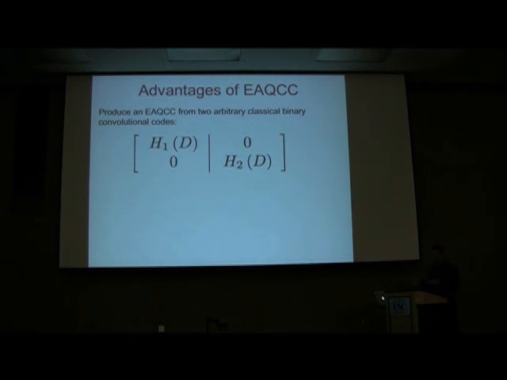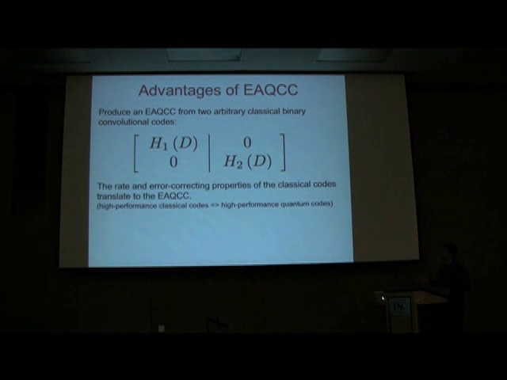There's a lot of steps we have to go through to determine the encoding circuit and the decoding circuit. But in general, you're going to have entries for Bob's half of the E bits, and I haven't shown these here. But if you read the preprint, you'll see all that there. And the result is that the rates and error correcting properties of the classical codes that you import will translate to the quantum case. Okay, so high performance classical codes will yield high performance quantum codes.